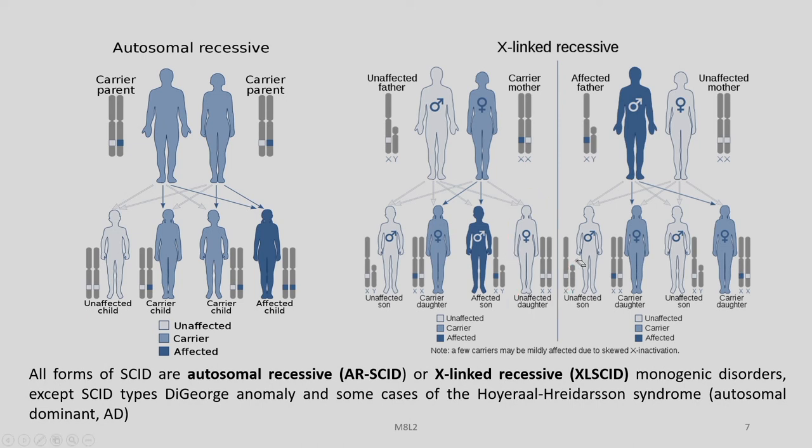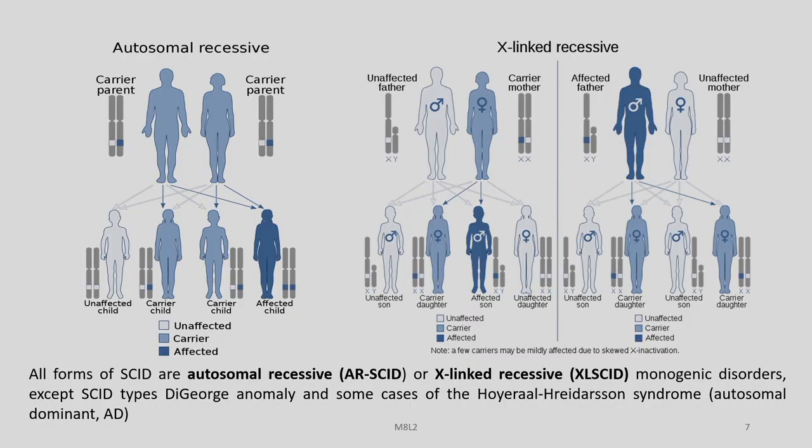So here we have two unaffected, one male and one female, and one carrier daughter and one affected male. In the other case, you can see one unaffected son and then one carrier daughter and then another unaffected son and one more carrier daughter. Due to the inheritance pattern of the mutation lying in the X chromosome of the affected father, we have AR-SCID or X-linked recessive. In brief, all forms of SCID are autosomal recessive, AR-SCID, or X-linked recessive, XL-SCID, monogenic disorders, except SCID types, DiGeorge anomaly, and some cases of Hoyeraal-Hreidarsson syndrome.